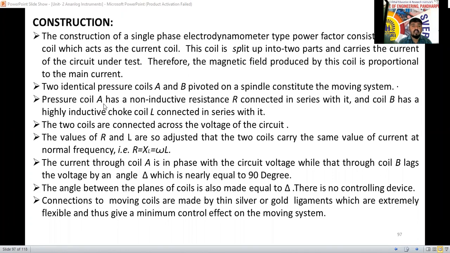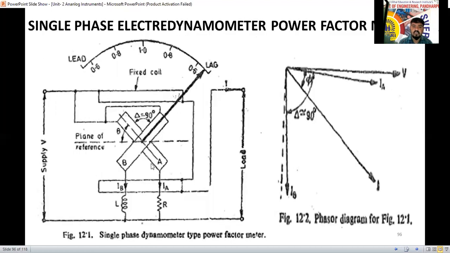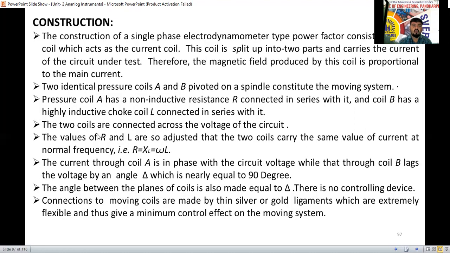Pressure coil A has a non-inductive resistance connected in series with it, and coil B has a highly inductive choke coil L connected in series with it. Both the inductance and the resistance are connected in series. So the resistance is connected in series with coil A, and the inductance is connected in series with coil B. Okay. So the two coils are connected across the voltage of the circuit. Both the coils are connected to the voltage supply.